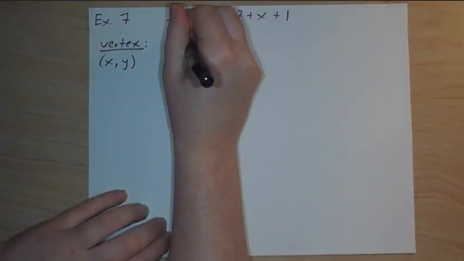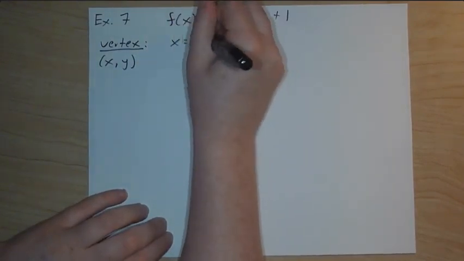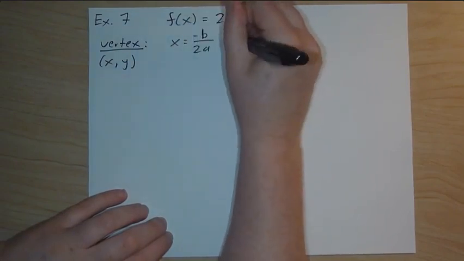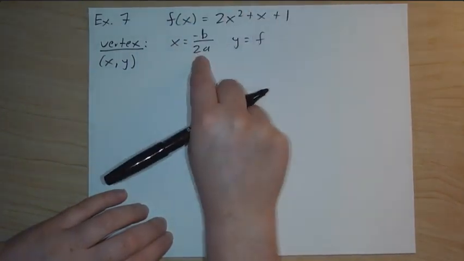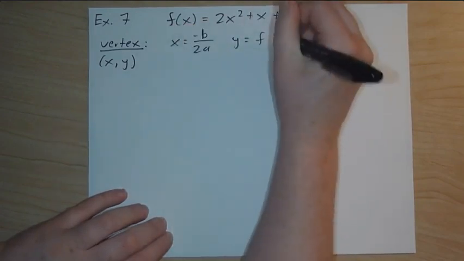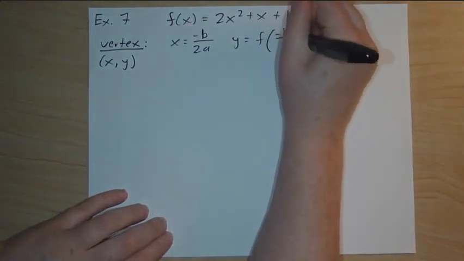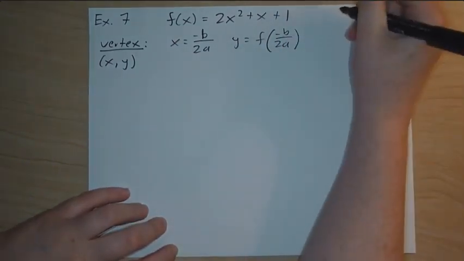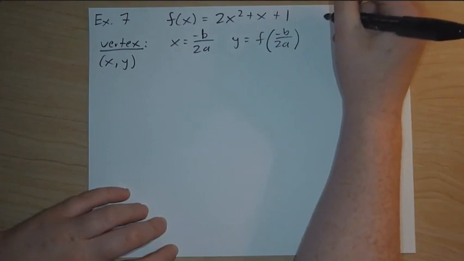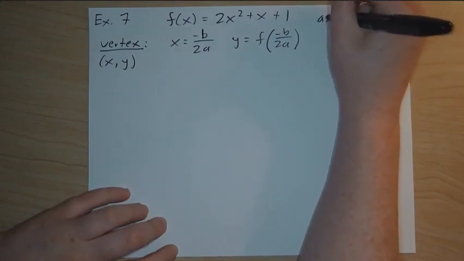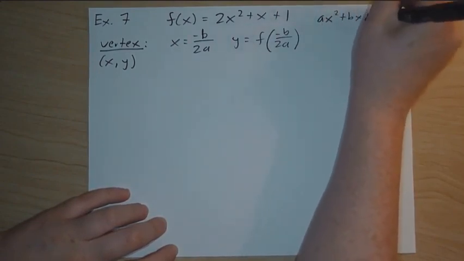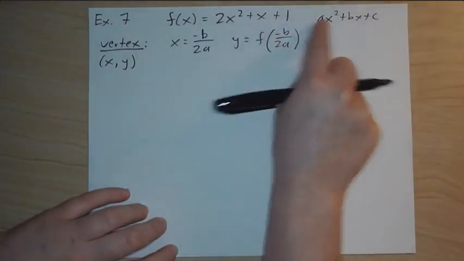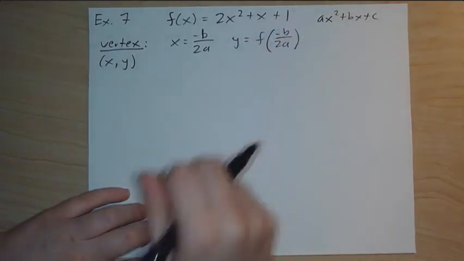Our x value is going to come from the formula negative b over 2a. And our y value is going to come from just plugging this x value into our function. So it's going to be f of negative b over 2a. Now this a and b are referencing the formula of a typical polynomial, which is ax squared plus bx plus c. So if you notice, our a is 2, our b is 1, and our c is 1.